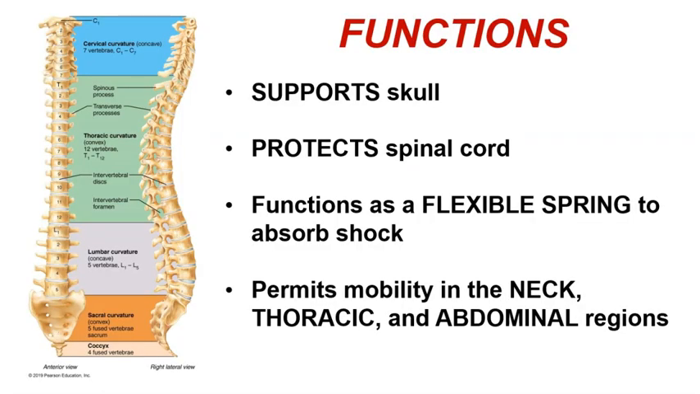Overall, the vertebral column functions to support the skull as well as protect the spinal cord. Because of the presence of the intervertebral discs, as well as the curvatures that we see when we observe the vertebral column from the lateral sides, the vertebral column also acts as a spring to absorb shock. It also allows the column to be mobile, particularly in the neck, the thoracic, and the abdominal regions.